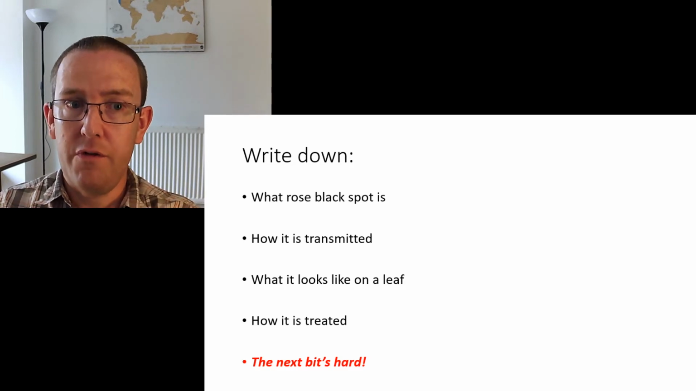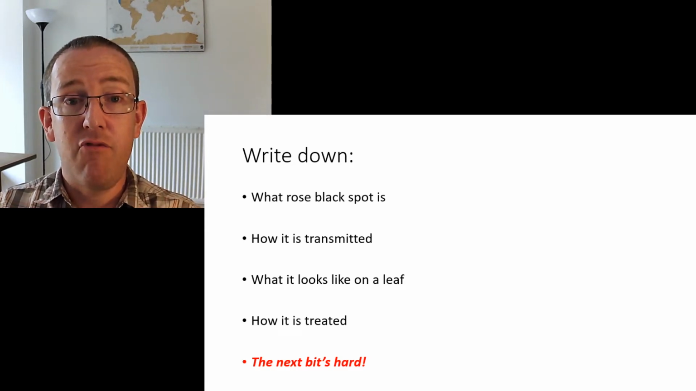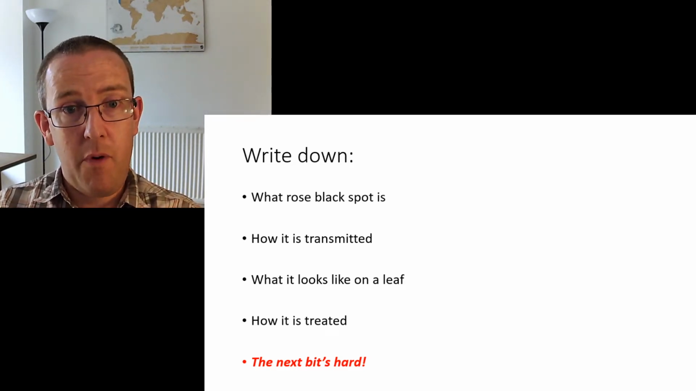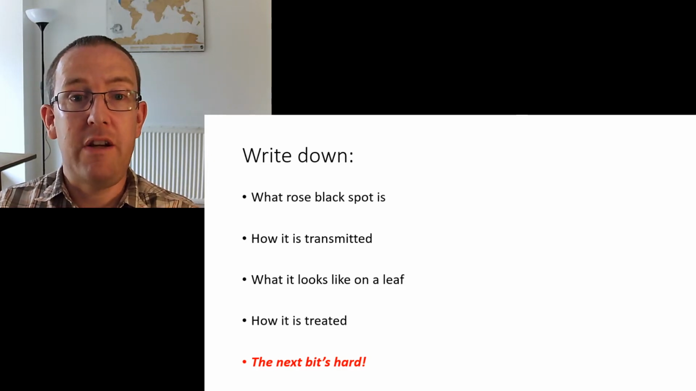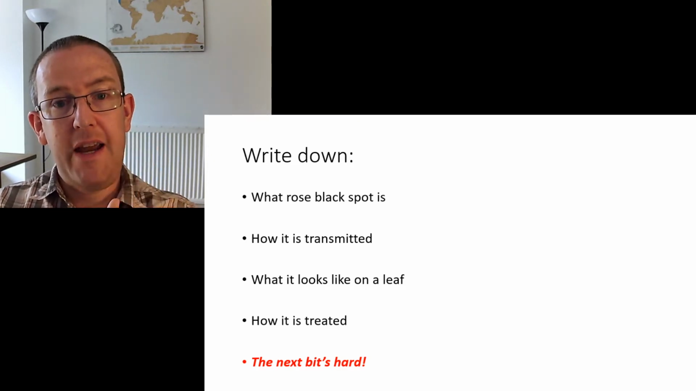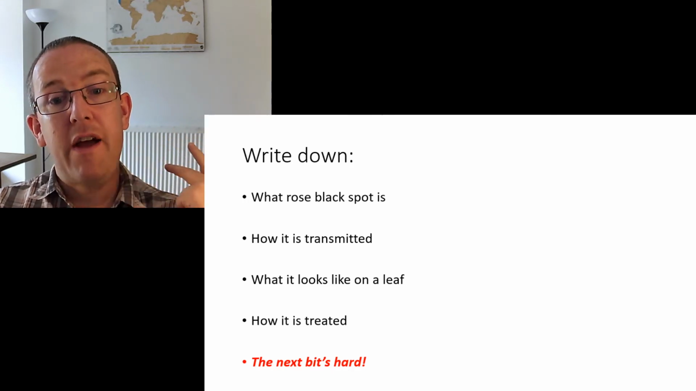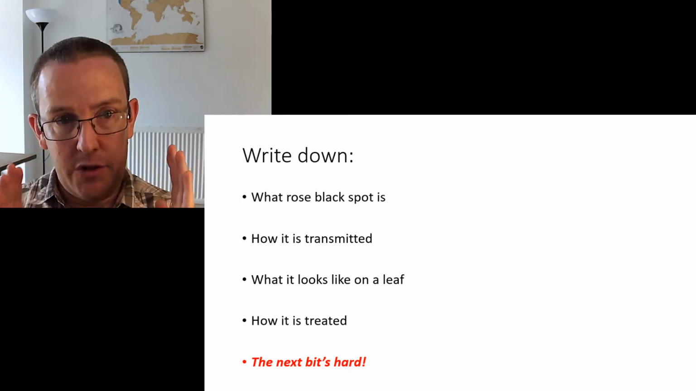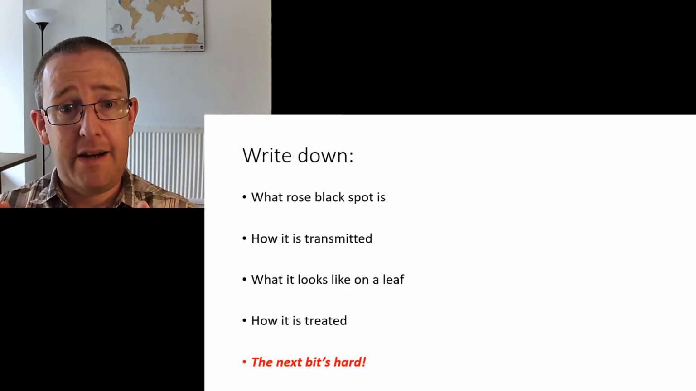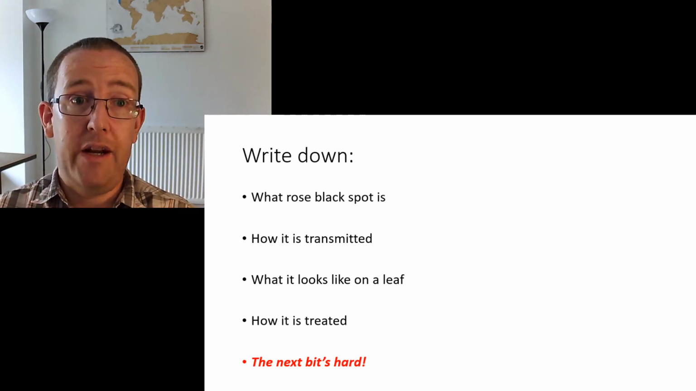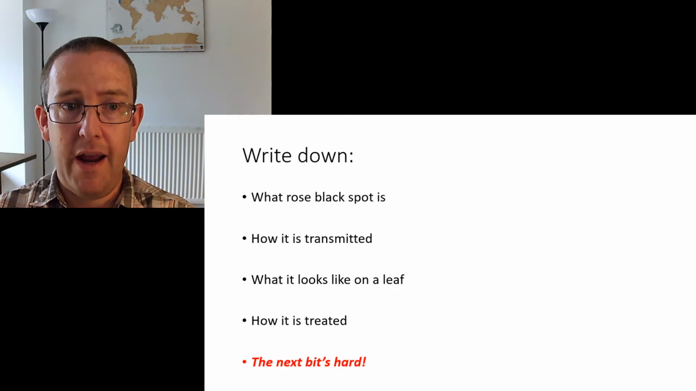So you're going to pause the video here, and what I want you to do is write down in notes somewhere the following things. These are the things you need to know: what rose black spot is, how it's transmitted, what it looks like on the leaf, how it is treated. Do that now. Make sure you've got that set, because the next bit is really tricky. Okay, so pause the video here. Do that now.